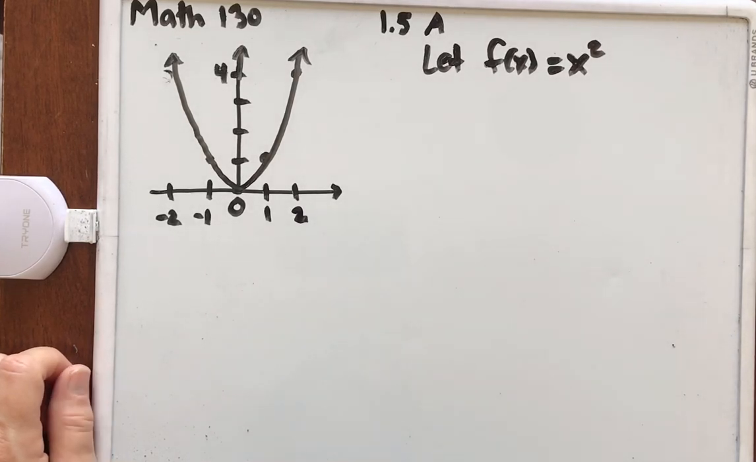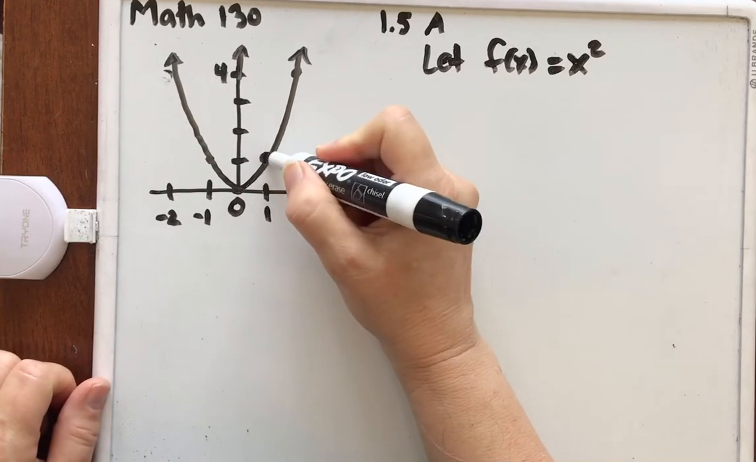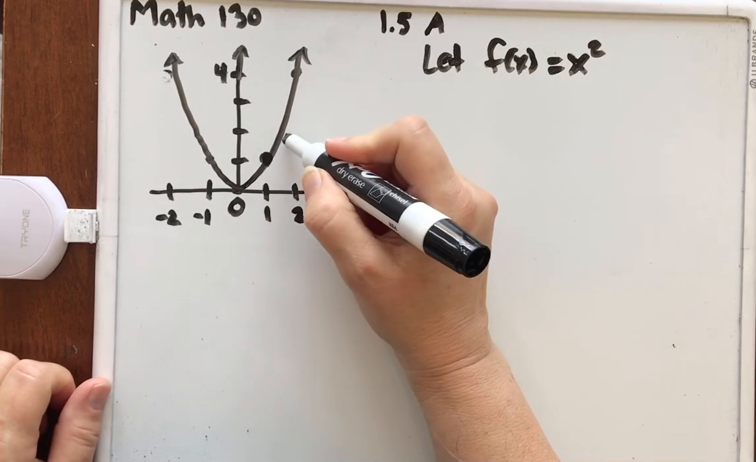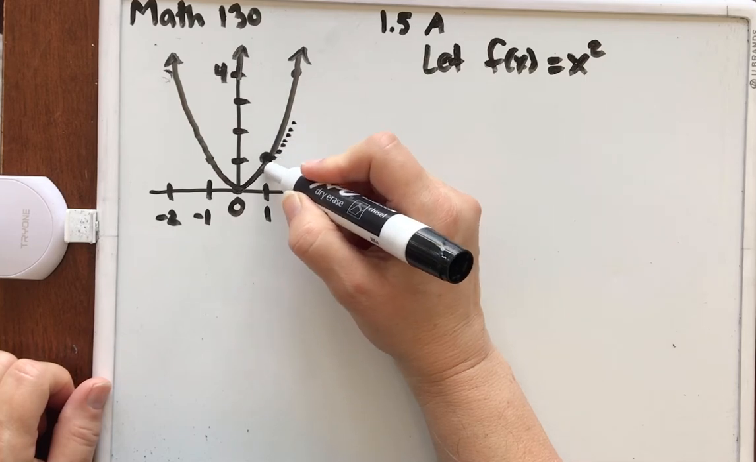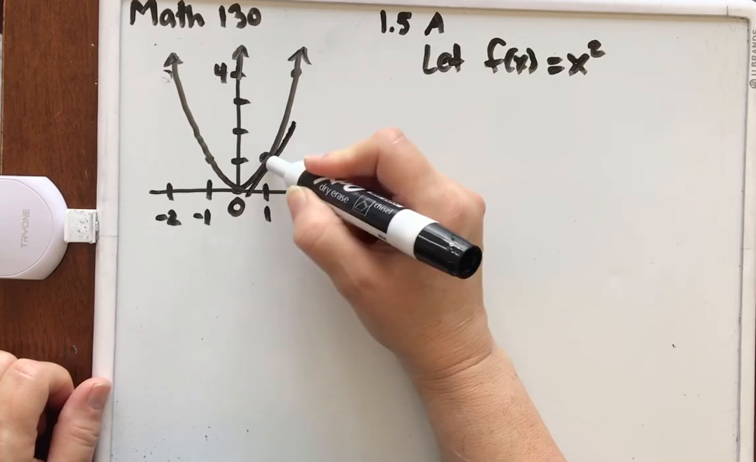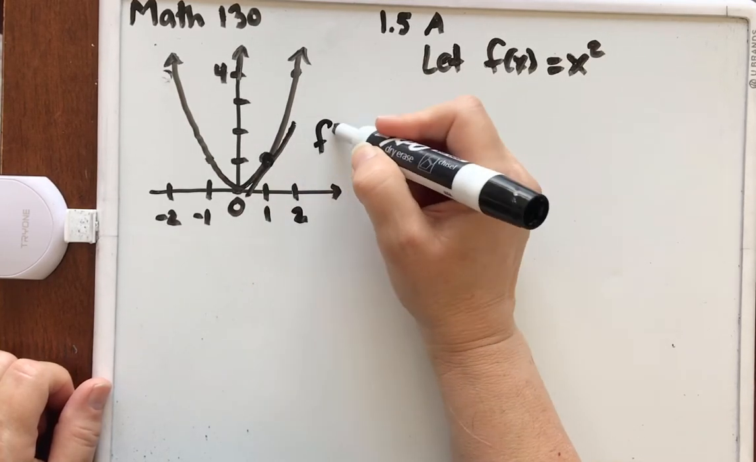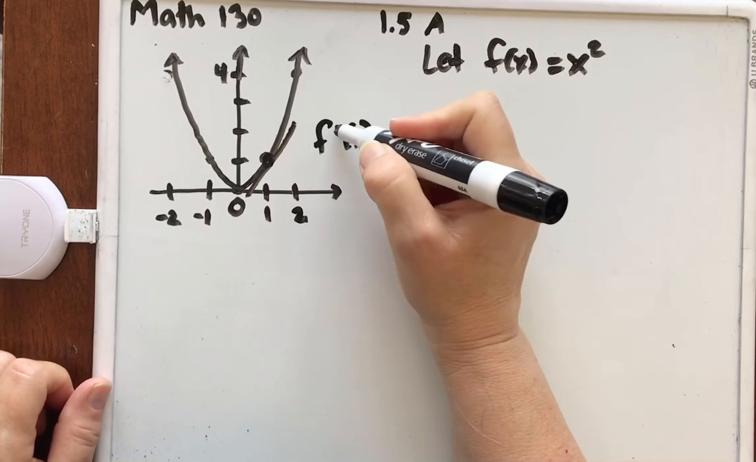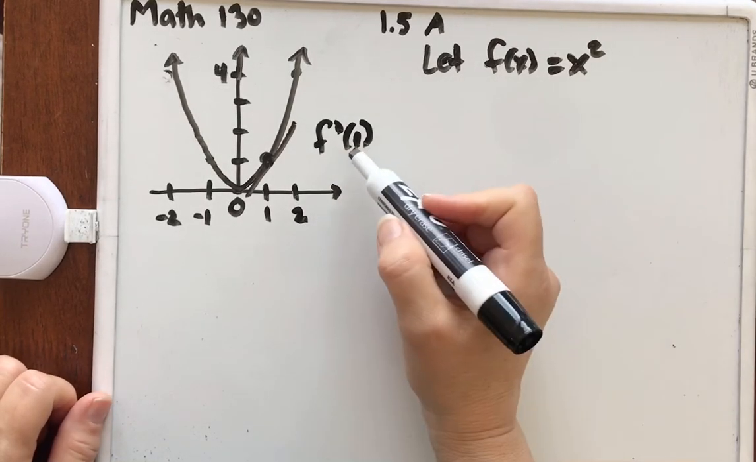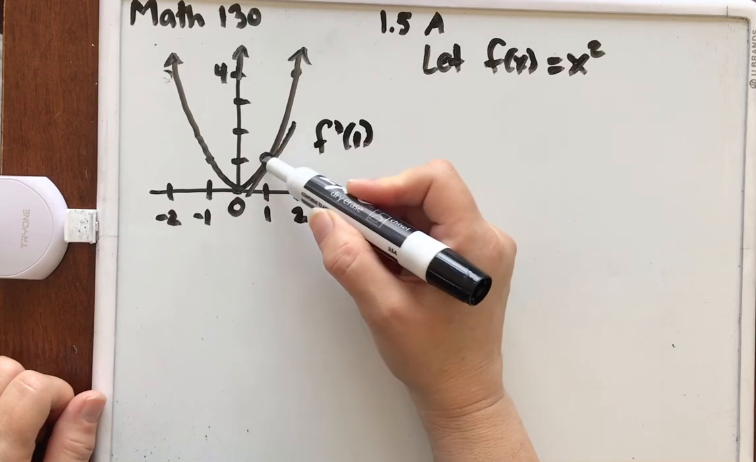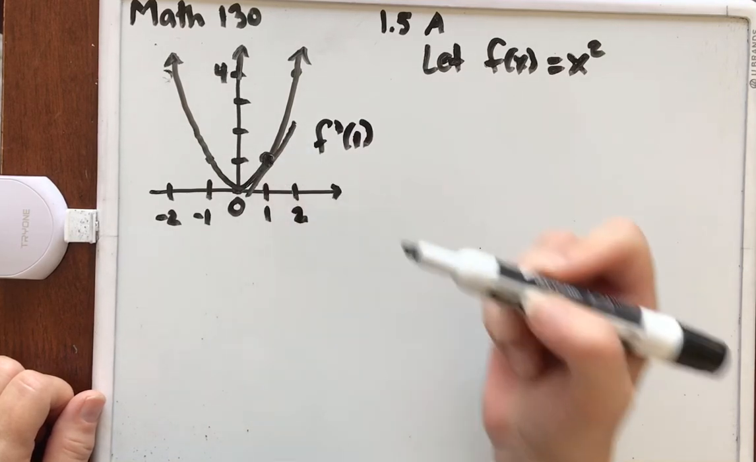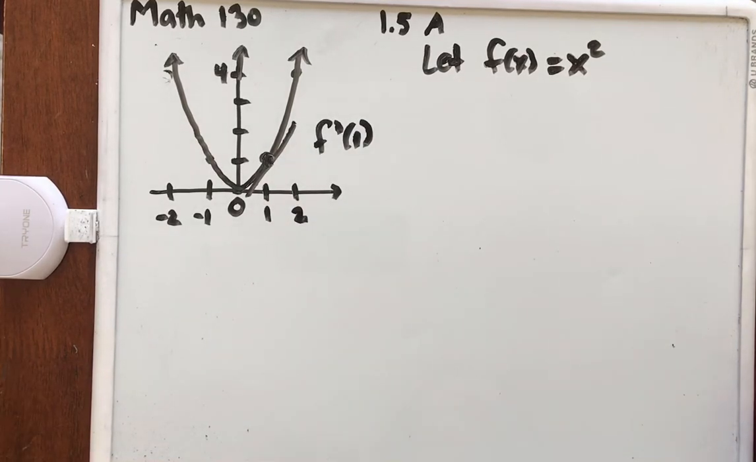All right, we're going to do two things here. Let's say we wanted to find the slope of the tangent line right here. So let's say we have a tangent line and we want to know what f prime of 1 is. And f prime of 1 is the slope of the tangent line that goes through this point 1, 1. Okay, we're going to do it two ways. First way is the long way, and then we're going to show you a quicker way.